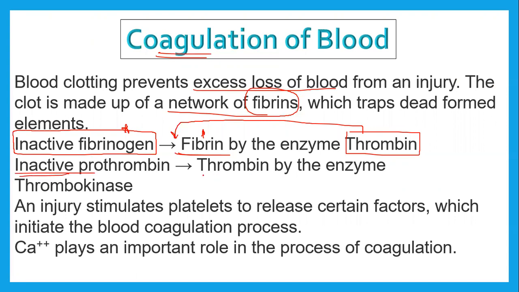Inactive prothrombin is converted into active thrombin by the enzyme thrombokinase. All those things you have to learn by heart. These are all previous year MCQ questions. Clear? And injury stimulates the platelets to release certain factors which initiate the process of blood clotting. The most important ion that helps in the clotting of blood is the calcium ion.